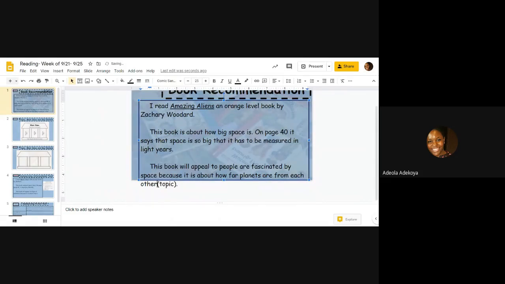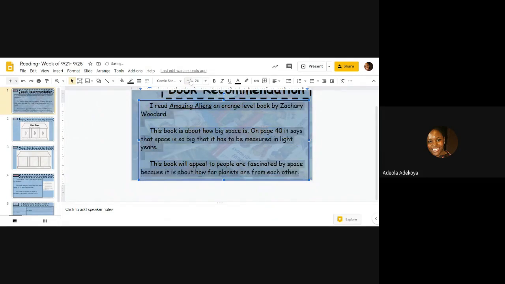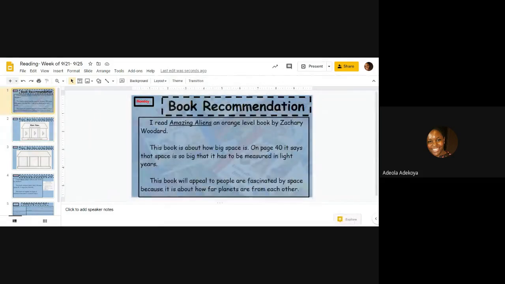I'm going to have to change the font that I'm using to write because it's too big, and I'm going to make it smaller. There we go. And so that's my book recommendation for today, just based on what we read. So I read, used my text features, and then I wrote about my reading as well. And that is our lesson for today on how to write a book summary using a nonfiction text.